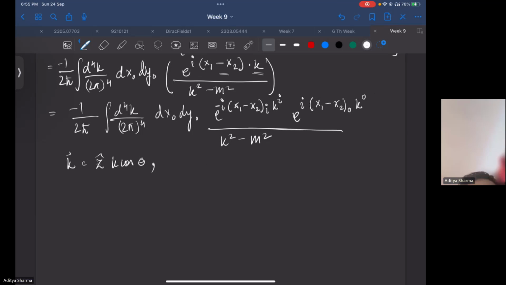And this, sorry, and this can be written as some r. So the dot product between this is in spherical coordinates now. So the dot product in between them can be written as some r cos theta times k.